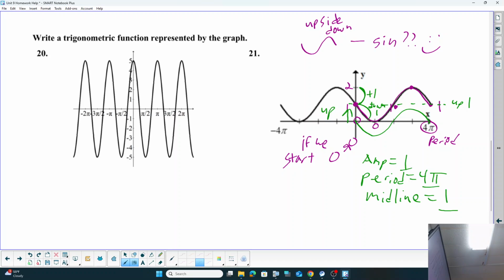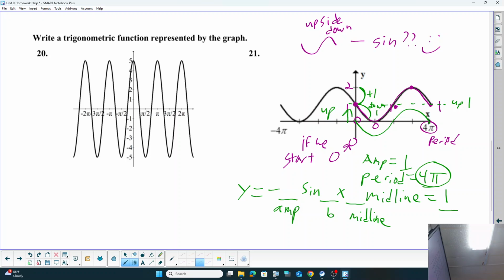What's the equation? So we're going to say it's going to be sine. Y equals negative sine. Our b value goes there. That's our b value, x. And then our midline is at the end. Our amplitude goes here. And then our b value is there. Well, our period is 4 pi, so what's the b value?